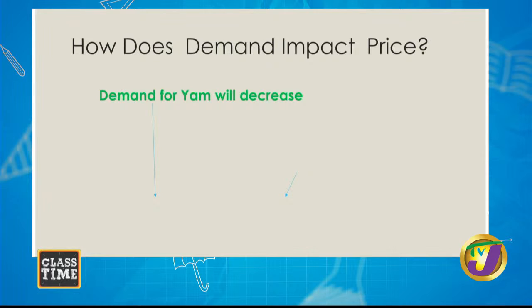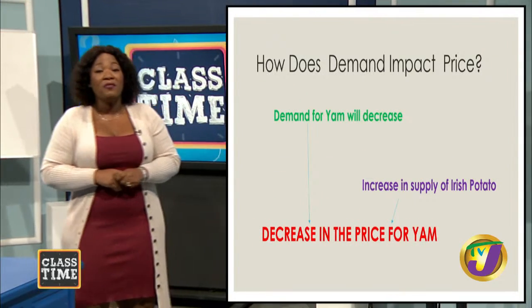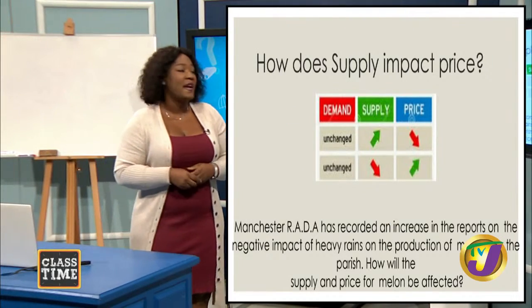Yes, we'll have a decreasing demand for yam. Also increasing supply for Irish potato, because at this point the reimportation of potato is obvious. Now what will happen to the price for yam? Right. The price for yam would now decrease because there is competition on the market space. So now customers are not only targeting just yam, they have options. This will lead to a reduction in the pricing for the item. So now let's look at how supply impacts price.